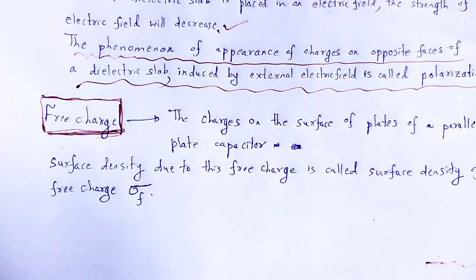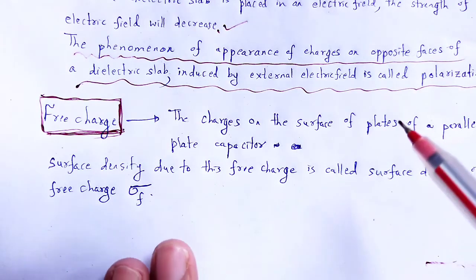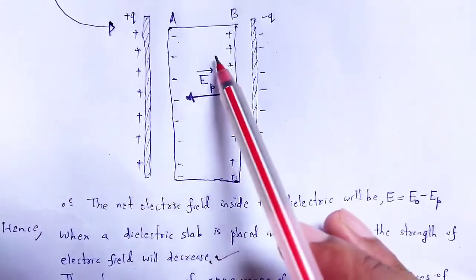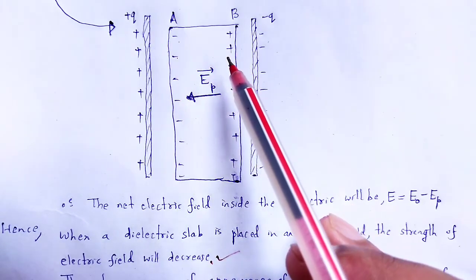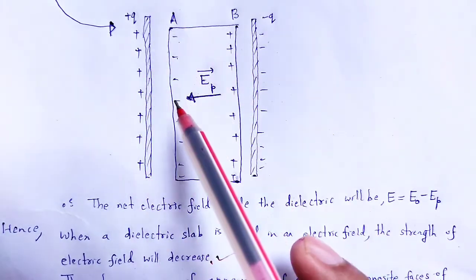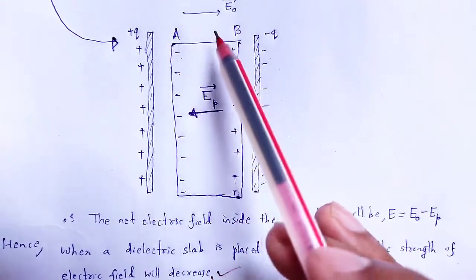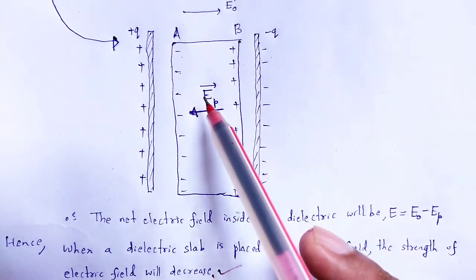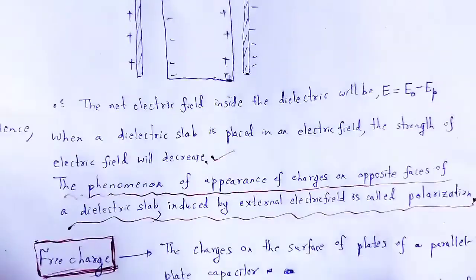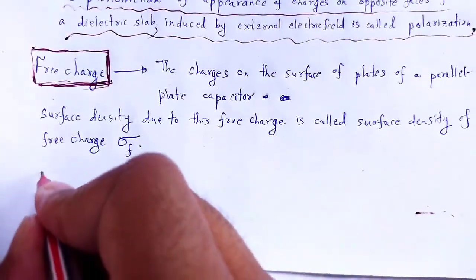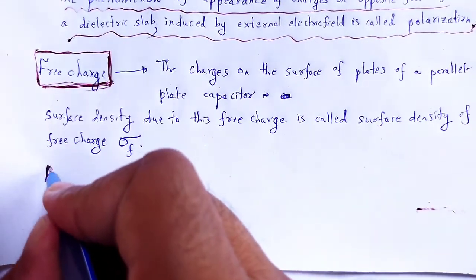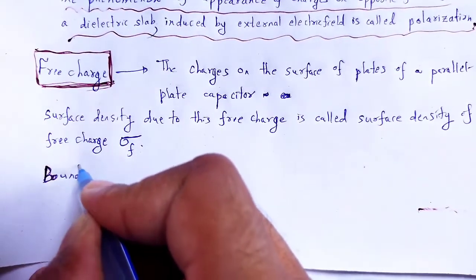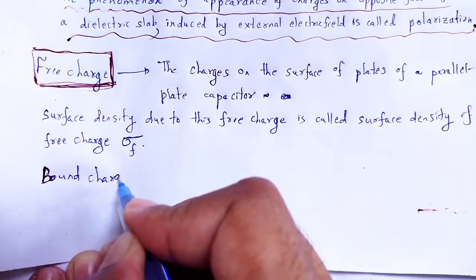Next, bound charge or induced charge. The induced charge on the surface of a polarized dielectric is called bound charge. Next, the concept of bound charge.